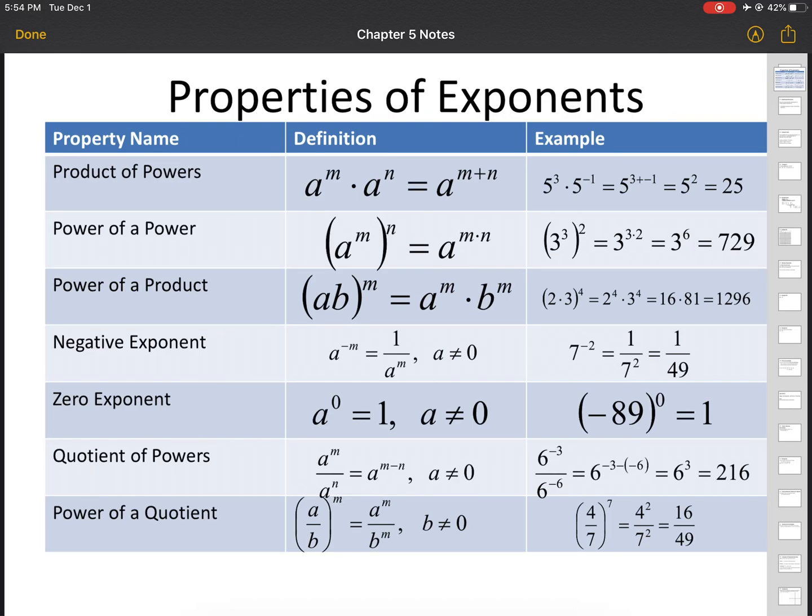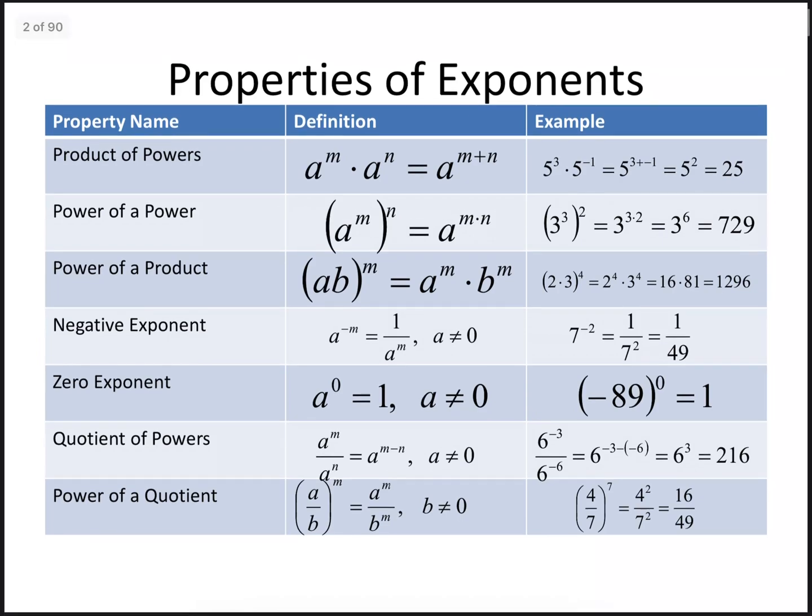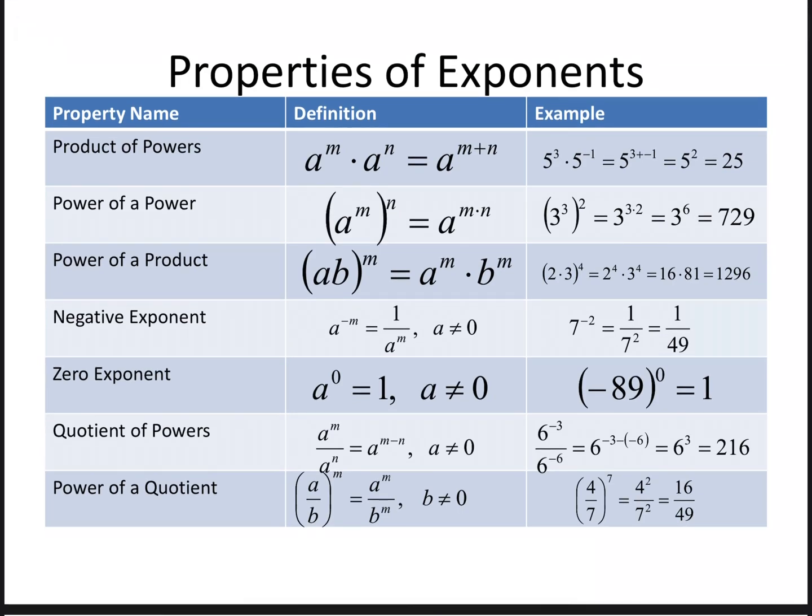Our first property with the exponents is the product of powers. This says if you have the same base, in this case we say a, or whatever base we have, variable, or it could be a number, and they're being multiplied together, all we need to do is add their exponents together.